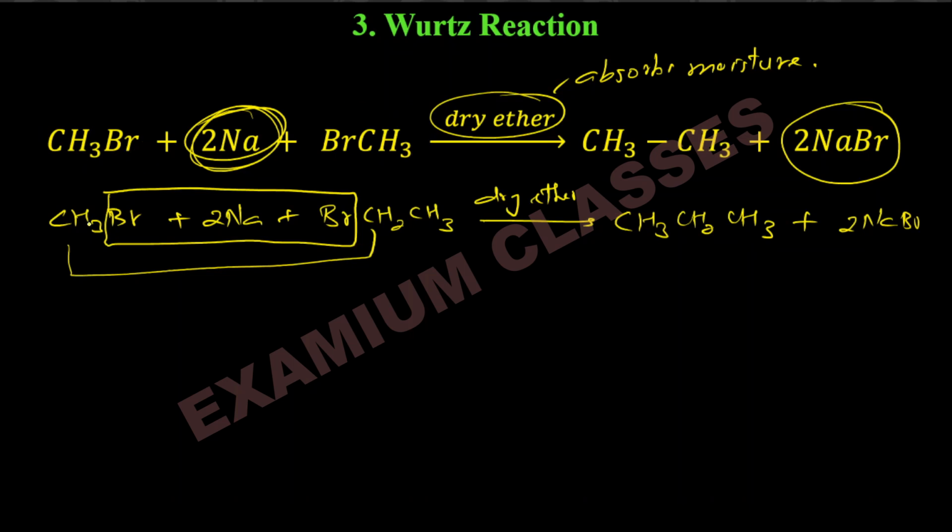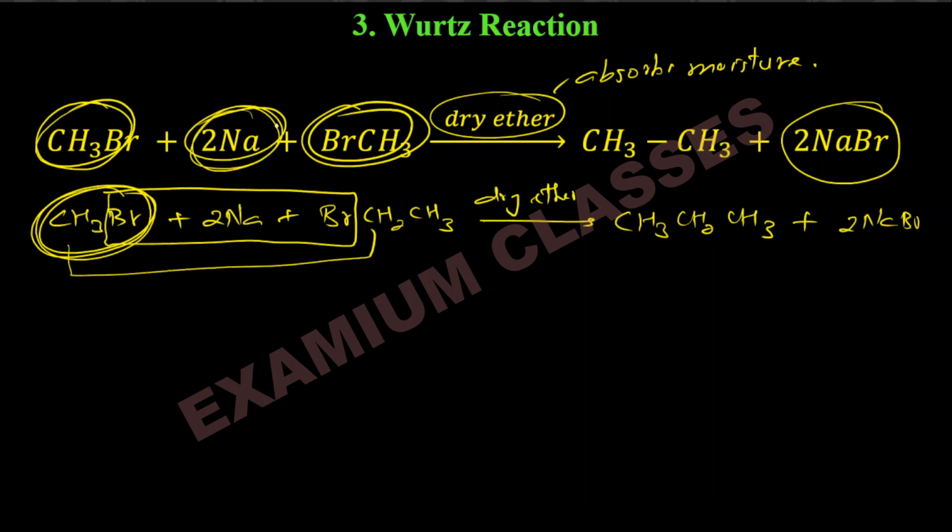Why? Because you have methyl bromide. Methyl bromide will react with methyl bromide. There are billions of molecules, right? If I have 1 mole of methyl bromide, there will be 6.022 into 10 power 23 molecules. So many molecules will combine together. So this first reaction will also happen along with the second one. And this will also combine with itself.